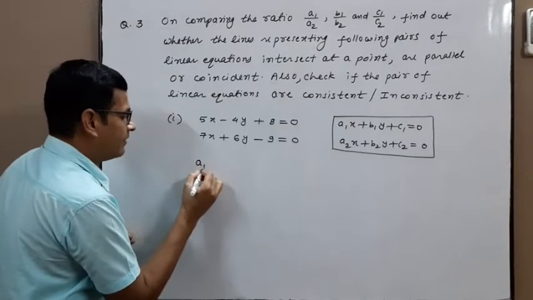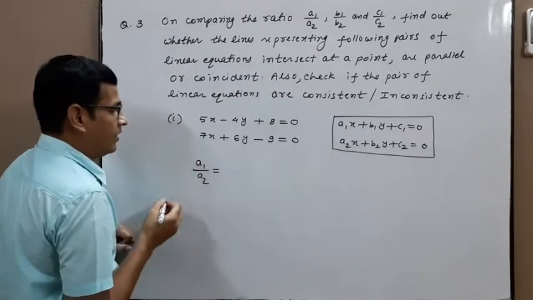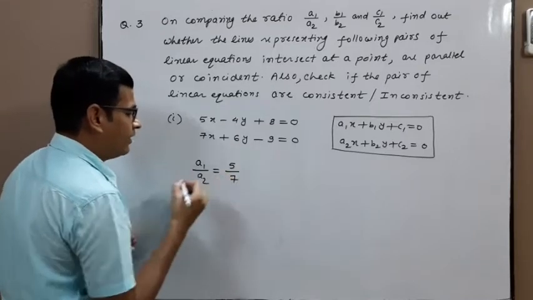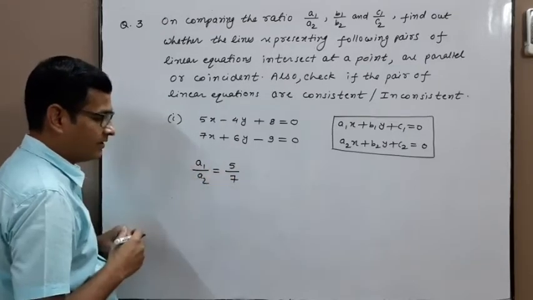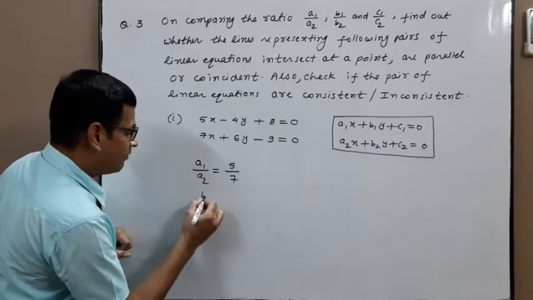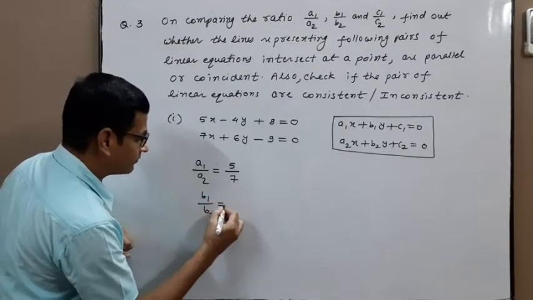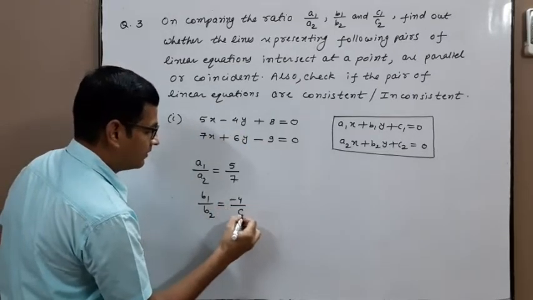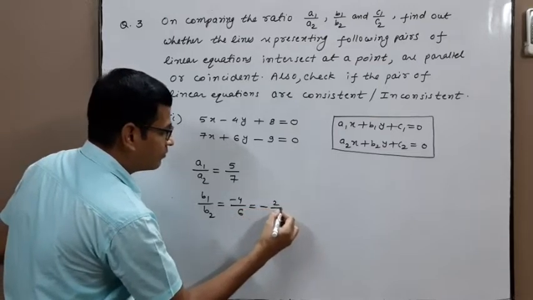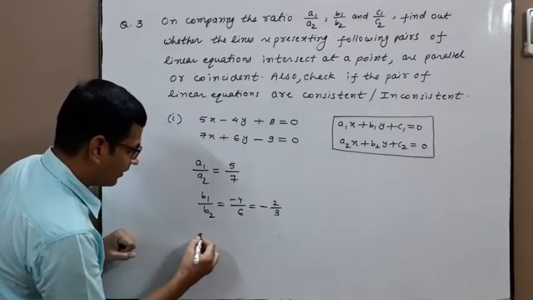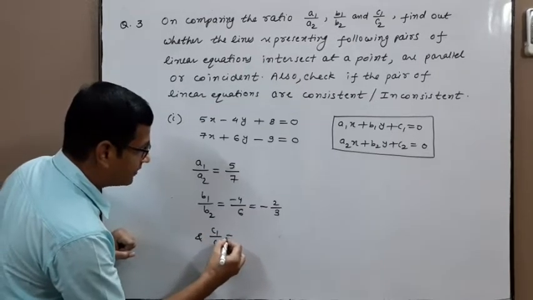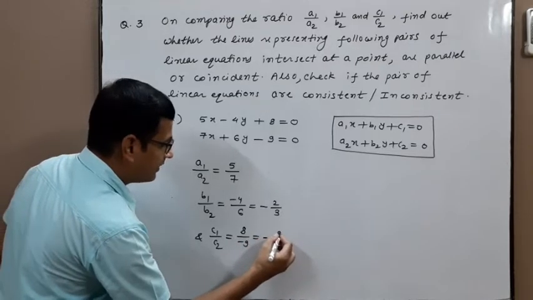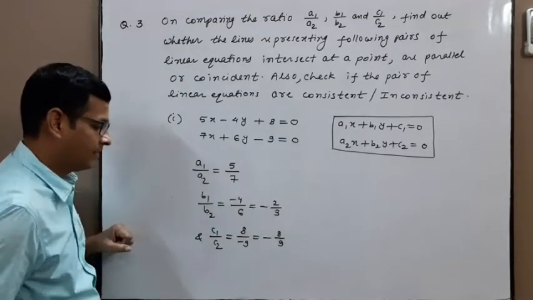So first a1 by a2. a1 means 5, a2 means 7. So the value of a1 upon a2 is 5 upon 7. Now the value of b1 upon b2 is minus 4 upon 6, which is equal to minus 2 upon 3. And c1 upon c2 is equal to 8 upon minus 9, equal to minus 8 upon 9.